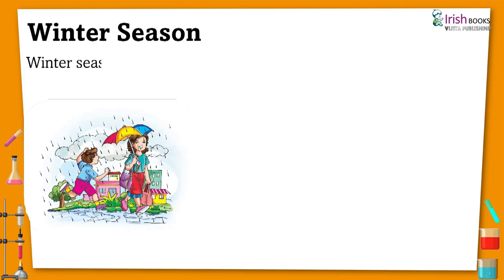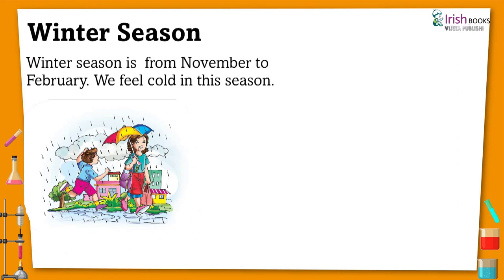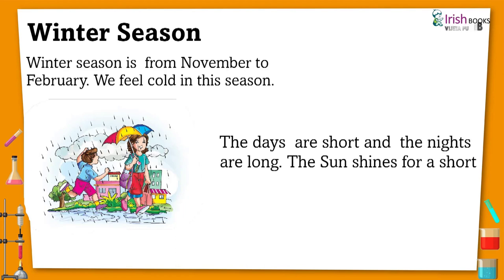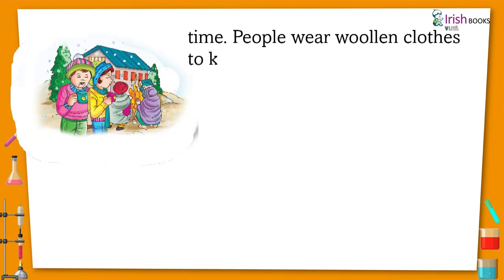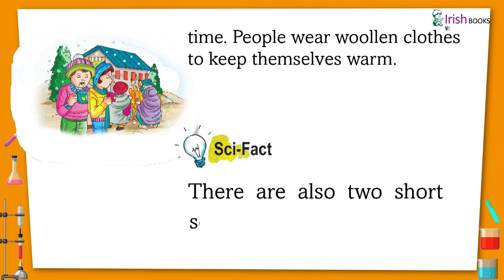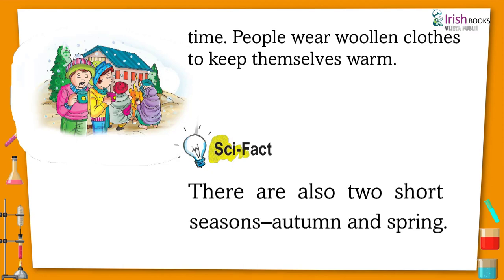Winter season. Winter season is from November to February. We feel cold in this season. The days are short and nights are long. The sun shines for a short time. People wear woolen clothes to keep themselves warm. There are also two short seasons, autumn and spring.